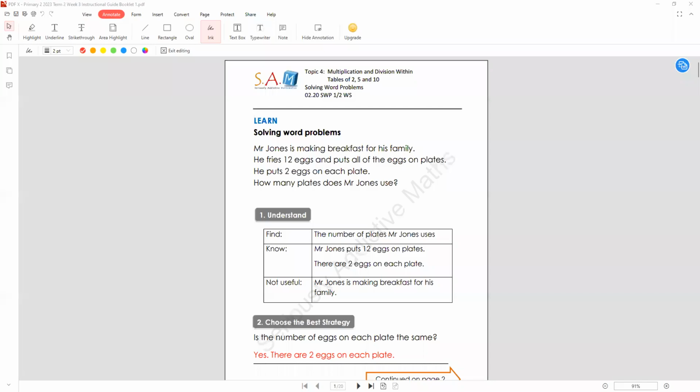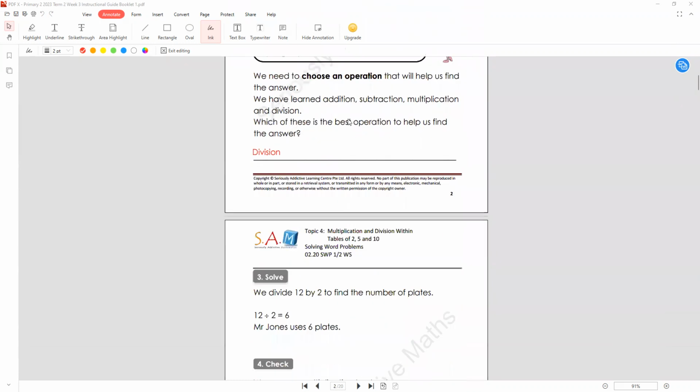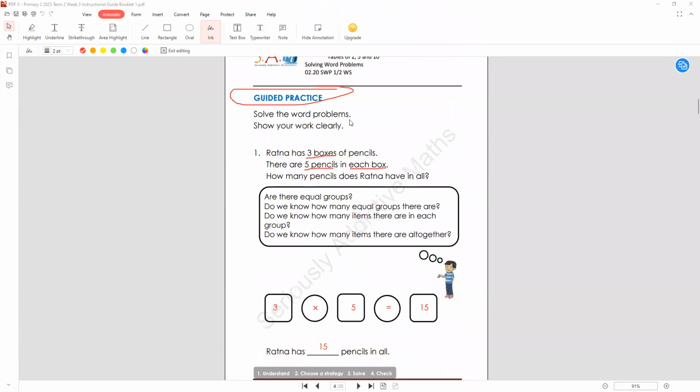Hey teachers, this is the instructional guide for primary 2, week 3. For this week there are 2 booklets, and they are all on word problems. So let's just skip to the guided practice.